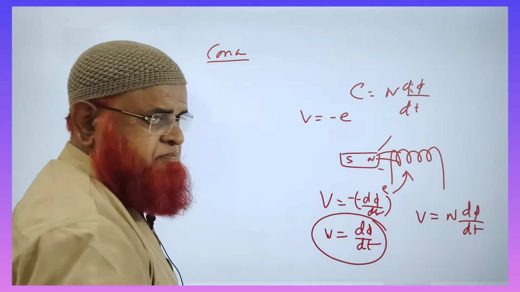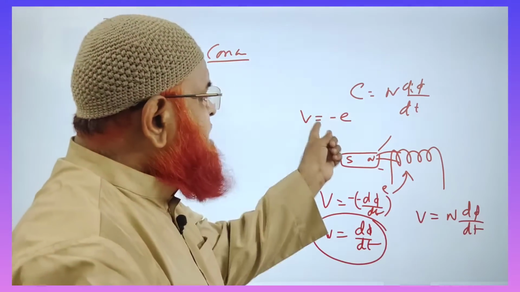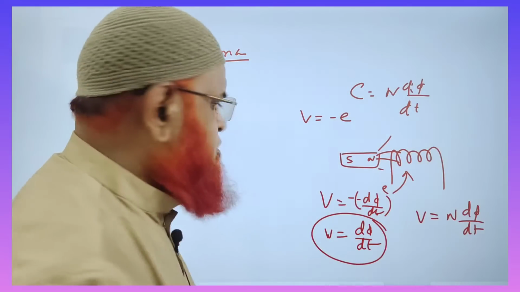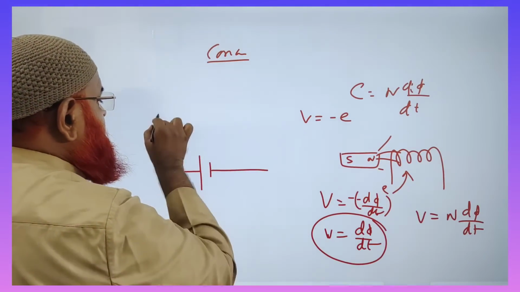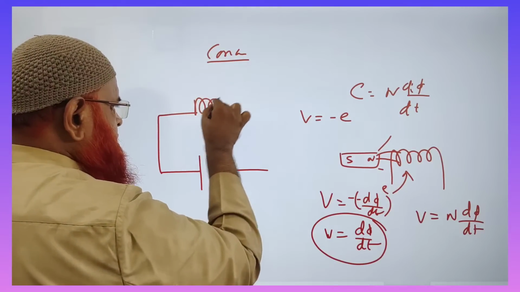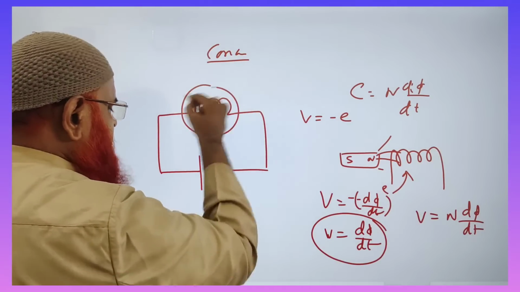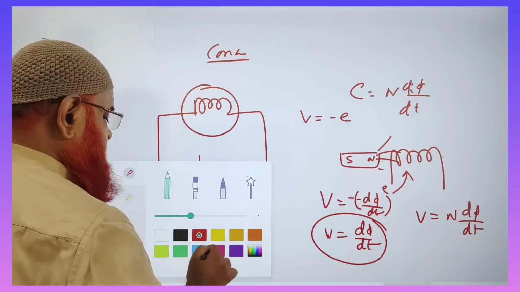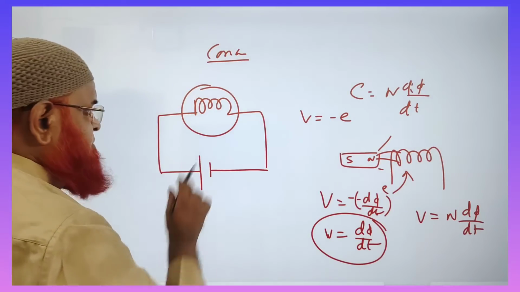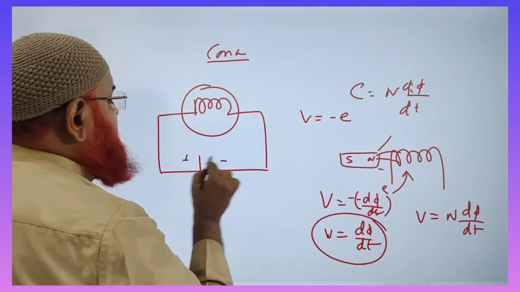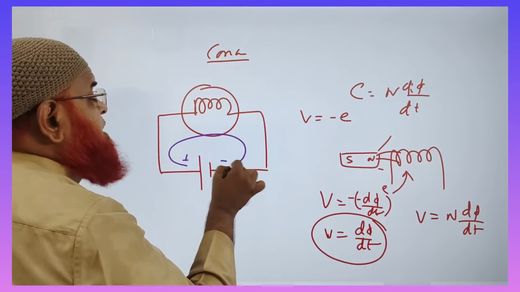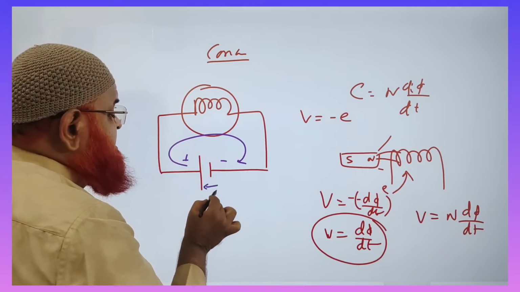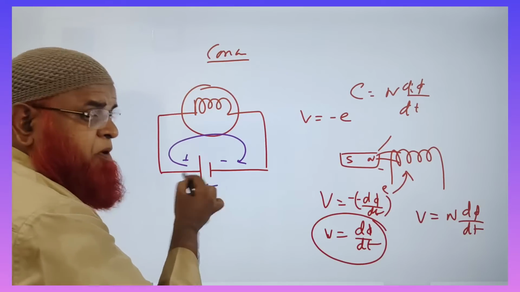You may get a doubt: why is voltage the negative of EMF? Let us imagine this is a battery, and this is a bulb, with positive and negative terminals. Outside the battery, current flows from positive to negative. Inside the battery, current flows from negative to positive.